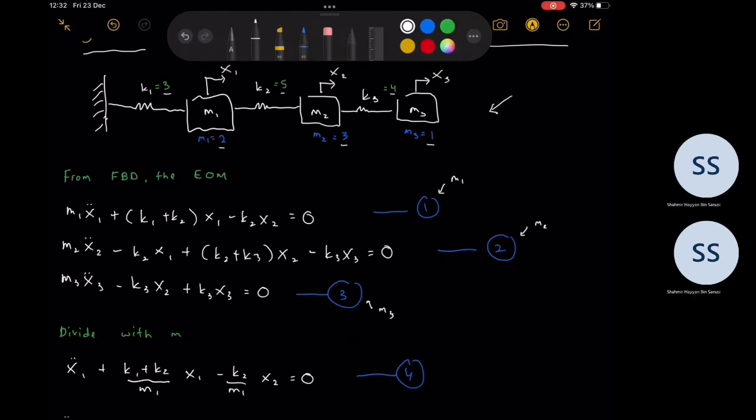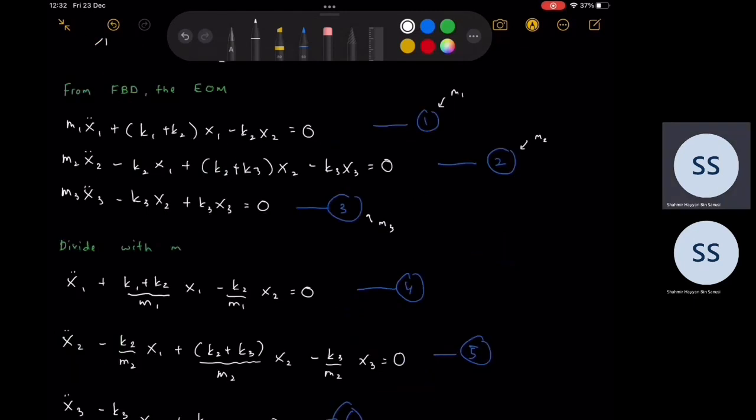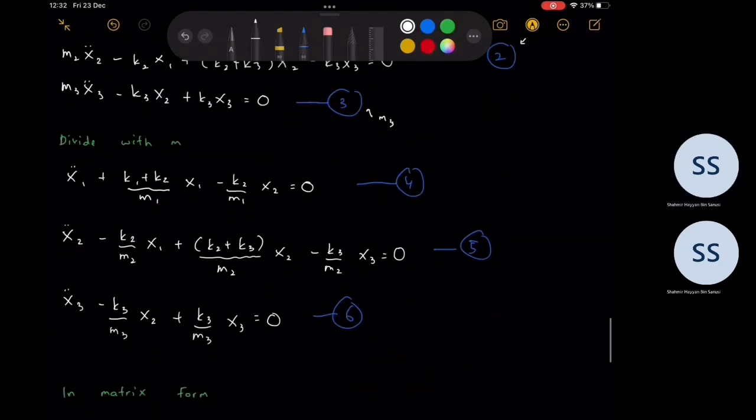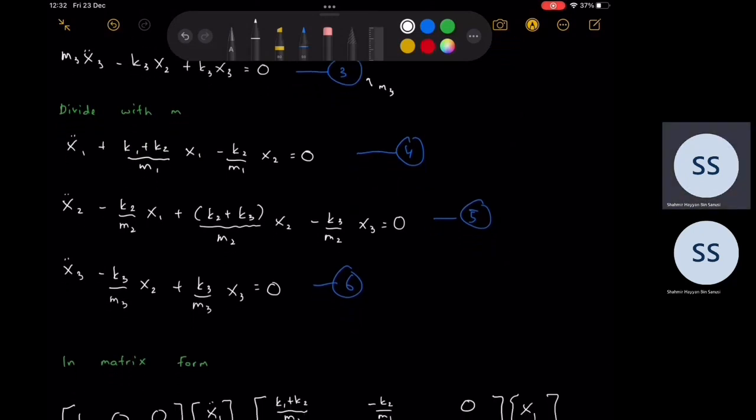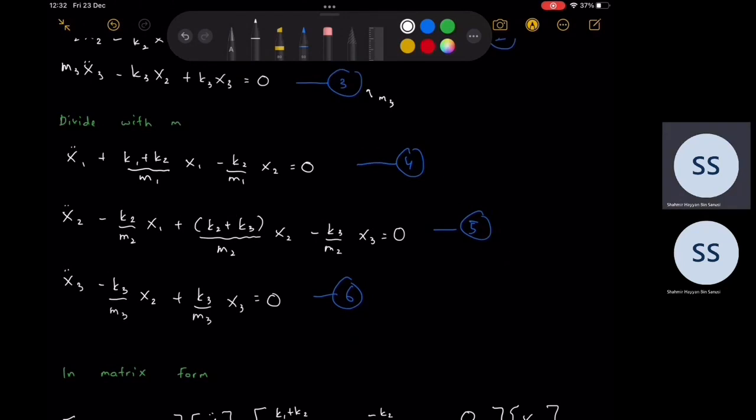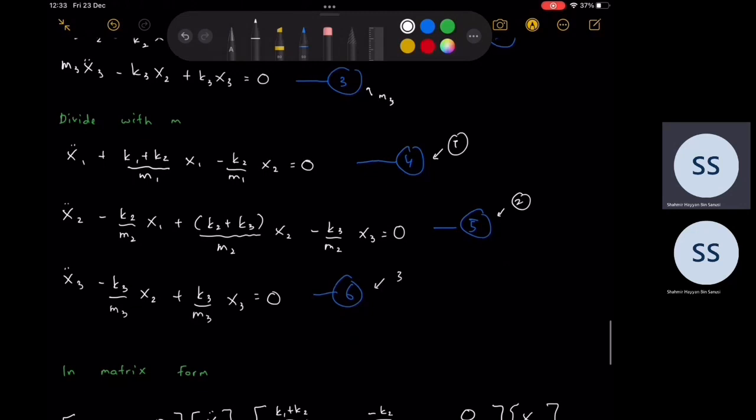After you have developed the equations of motion, we need to divide them by M. Why do we divide by M? So that in the end, matrix M will be converted into an identity matrix. Once you divide by M, equation 1 becomes equation 4, equation 2 becomes equation 5, and equation 3 becomes equation 6.